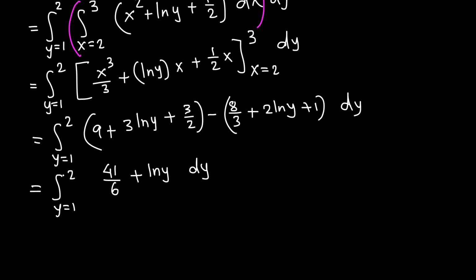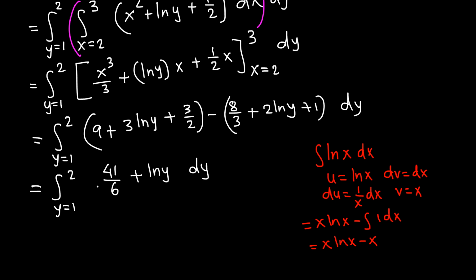Now here's the problem. The antiderivative of ln y is not that easy, so let me do it on the side. We can write the antiderivative of this constant as that constant times y, but for ln y, let me do it on the side with a different function. The antiderivative of ln x, with integration by parts, we get x ln x minus x. Our variable is y here, so this is y ln y minus y, and we need to evaluate from 1 to 2.